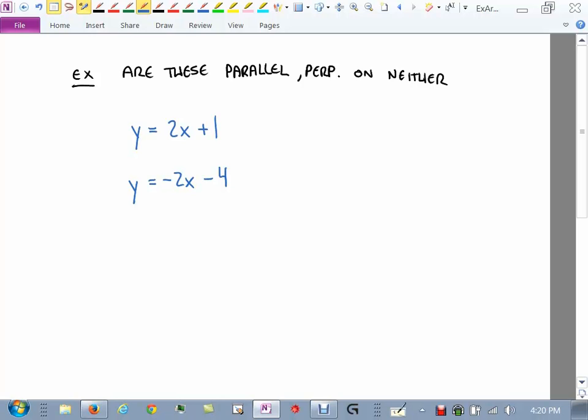The key here is that I've already given you both lines in slope-intercept form, haven't I? It's already solved for y. It won't always be like that. Like on the test, you probably have to solve for y. But if you can get it solved for y, what's the slope of the first one, this top one? What's its slope? It's 2, right? So I'm just going to write over here, m1 is 2. What's the slope of the second line? -2, right?